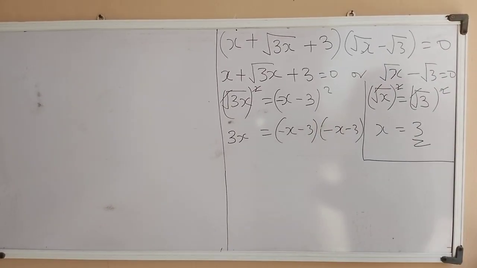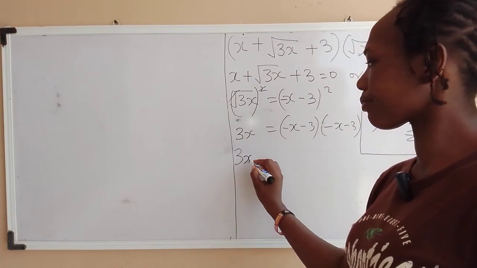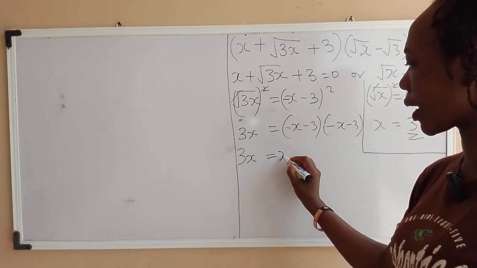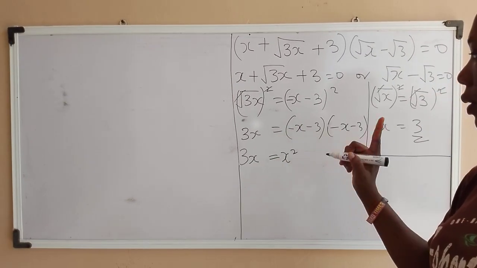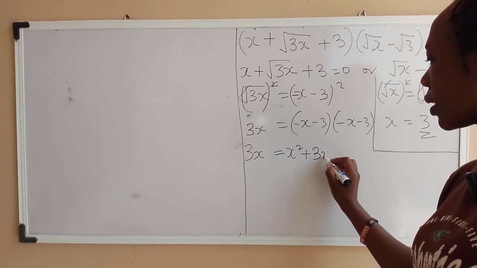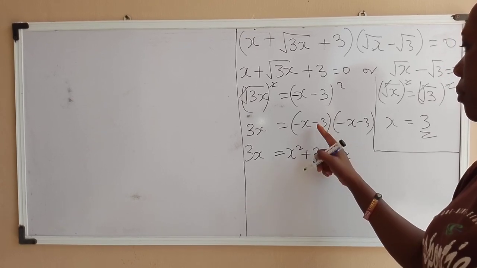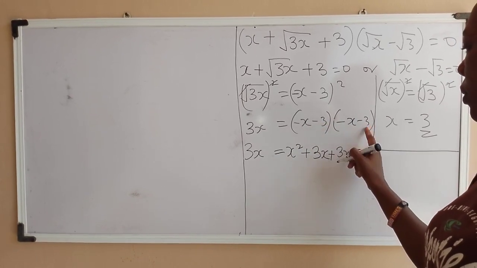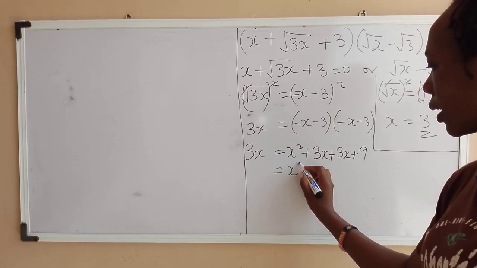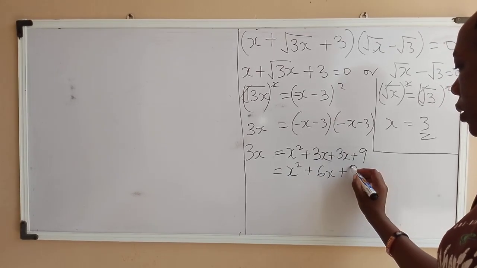Okay, so we're going to open the bracket. Minus x times minus x will give us x squared, because minus times minus is plus. Minus x times minus 3 will give us plus 3x. Minus 3 times minus x will also give us plus 3x. Minus times minus 3 gives plus 9. So we're going to have 3x squared plus 6x plus 9.